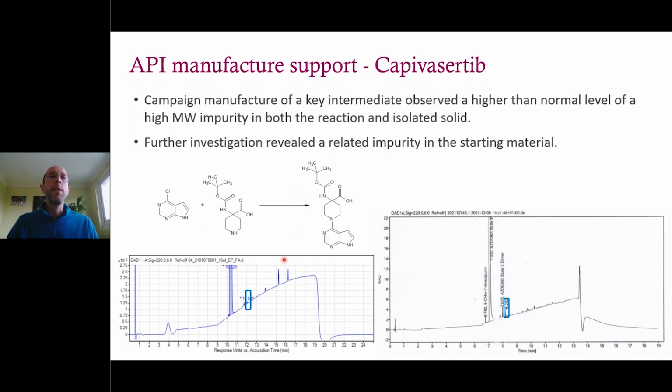And both within the synthetic process and also in the isolated product, they've detected higher than normal levels of a high molecular weight species. And you can see we are talking trace amounts here, but I think it really underlines the importance of the levels we have to go to. Some early investigation work concluded that the impurity that they were seeing in this intermediate was actually related to a related impurity that was present in the starting material. Very quickly that became the focus of investigation.